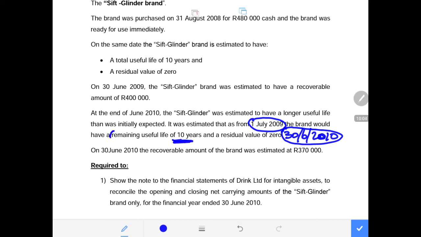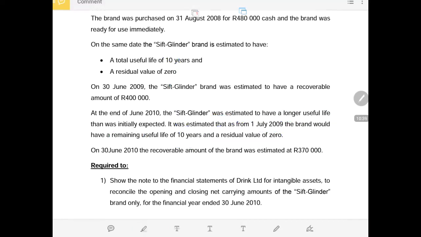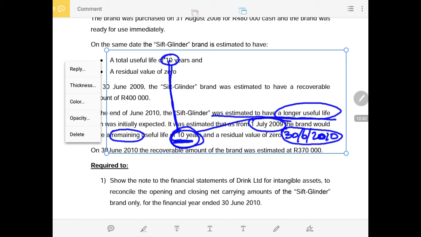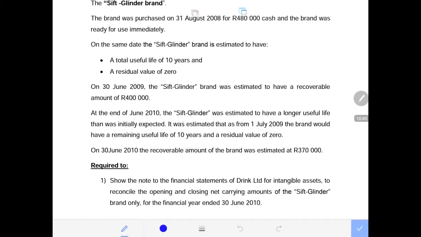And immediately, if they say remaining useful life, then you have nothing to worry about in terms of calculating the number of years that are remaining for the change in estimate. Now, remember, the useful life was 10 years, and now they are telling us that the remaining is 10 years, and they are saying it's longer. Is 10 years longer than 10 years? They say it was estimated that this asset will have a longer useful life than expected. Now the question is, is 10 years really longer than 10 years? The answer: 10 years is not longer than 10 years, but in this case 10 years is longer than 10 years. Now what does that mean?